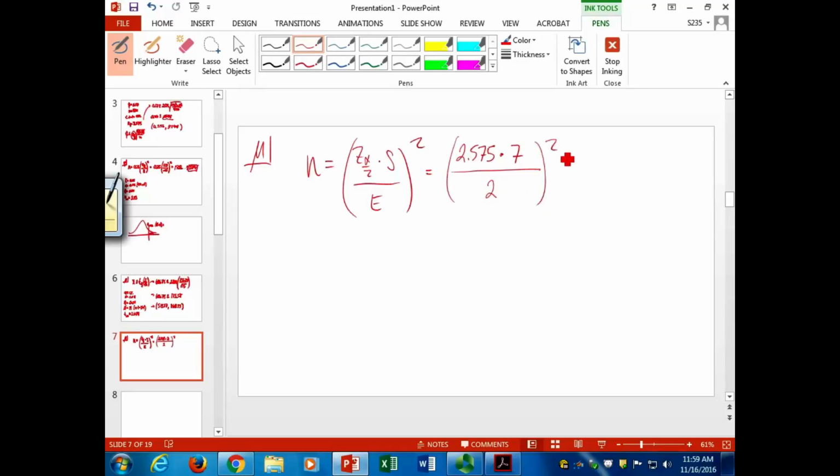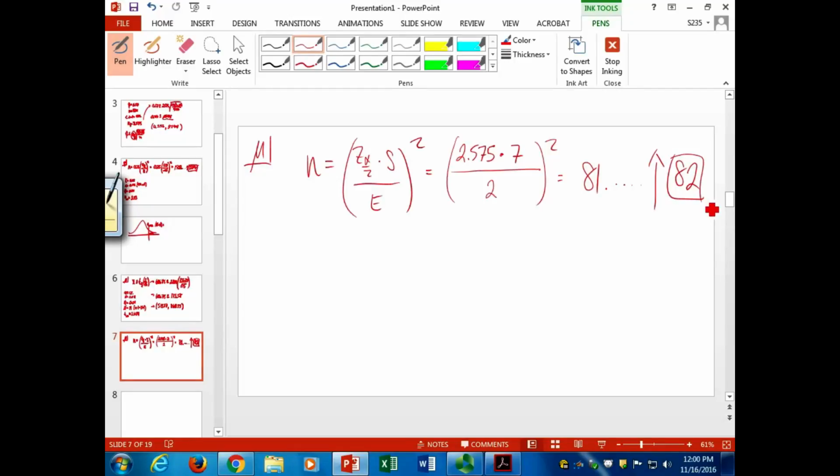So this is what we're going to do to calculate that. 2.575, multiply it by 7, divide that by 2, and square it. And what do you get? I want to say 60, 70 in there somewhere. Oh, 80 something? 81 point something. So we always round up to 82 samples.